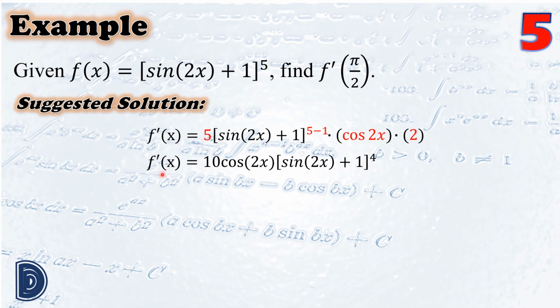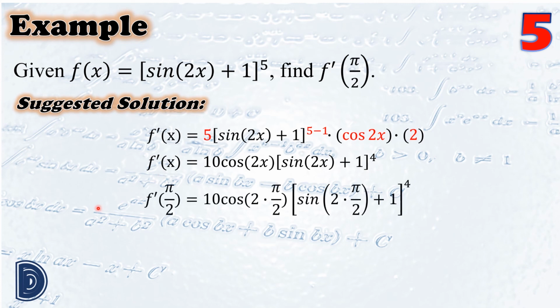After getting f prime of x, we will now get f prime of pi over 2. That is substituting x is equal to pi over 2 to the resulting function. Then we have 10 cosine 2 times pi over 2 times the quantity sine 2 times pi over 2 plus 1 raised to the 4th power. 2 divided by 2 is equal to 1 in cosine 2 times pi over 2. Also in sine 2 times pi over 2, we have 2 over 2 that is equal to 1.